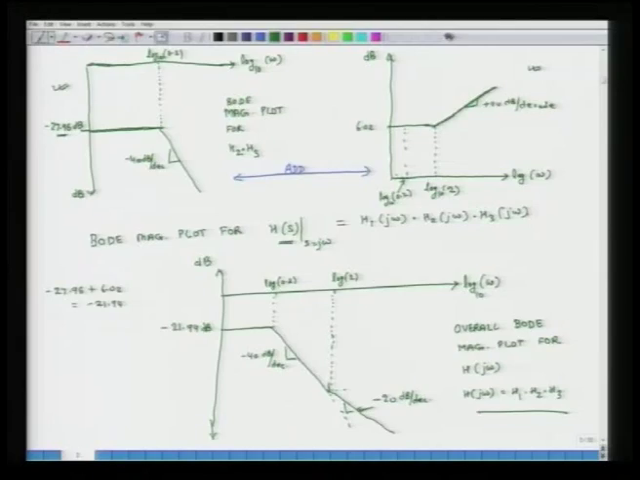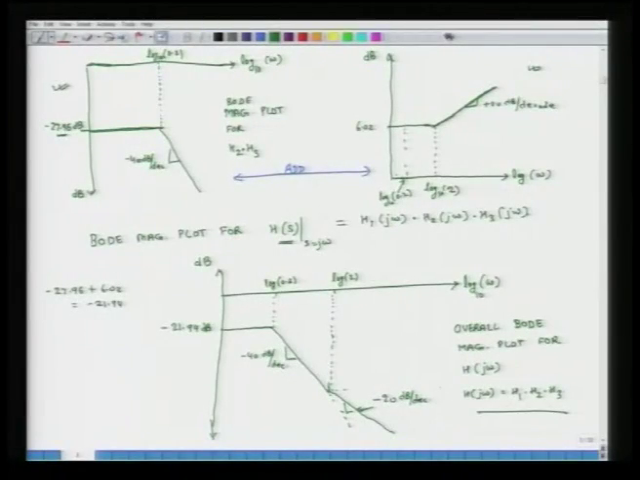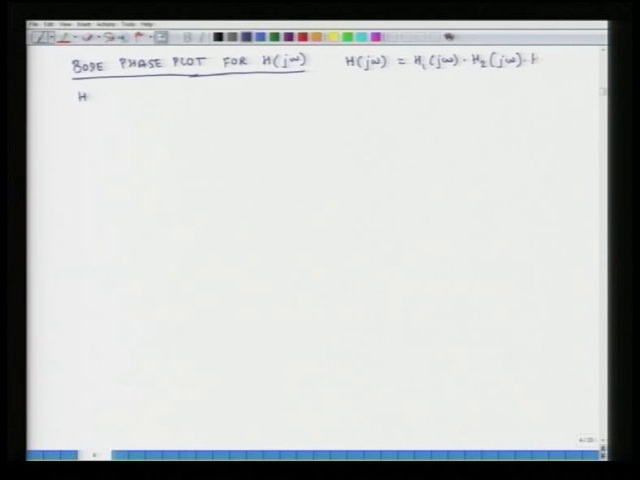So we will use a very similar approach for also developing a Bode phase plot for this complex transfer function H, and that is what we are going to do in the next several minutes. So now our objective is to develop a Bode phase plot for H of j omega. Once again, H of j omega is a product of H1 of j omega times H2 of j omega times H3 of j omega.